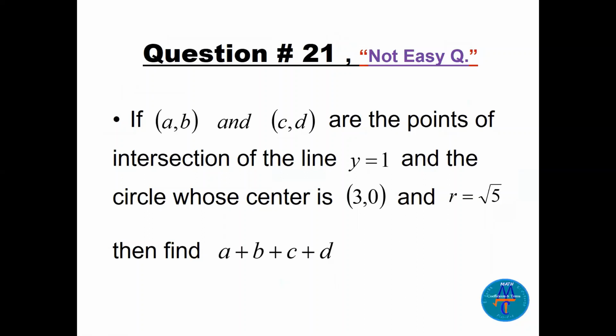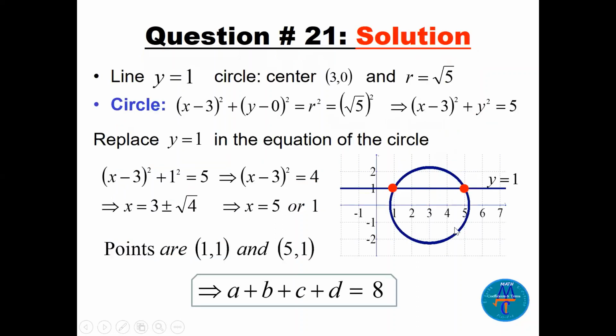If A, B, C and D are the points of intersection of the line y equals 1 and the circle. So just imagine a circle and put a horizontal line. y equals 1 means horizontal line. The circle has center 3, 0 and radius square root of 5. Now we need to find A plus B plus C plus D. So that means we have to find these points of intersection. Look at this nice sketch here.